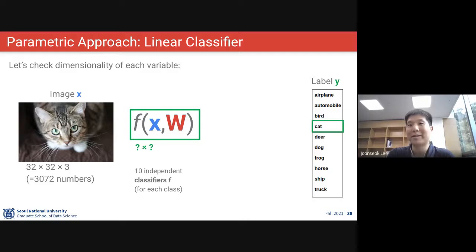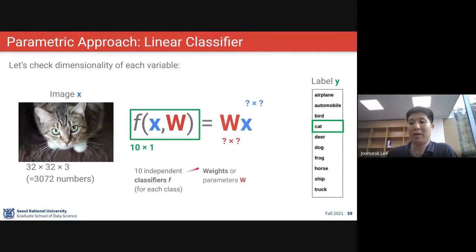3072 multiplied by 10? No, actually not. The output size is the number of scores we would like to have for each class, and we have 10 classes here. So the expected output size is just 10. We need the score for each class. So our model should output just 10 numbers. And because we are using the column vector, it's 10 by 1.